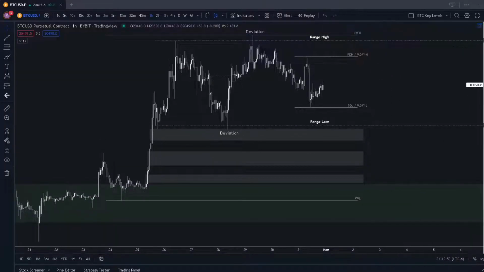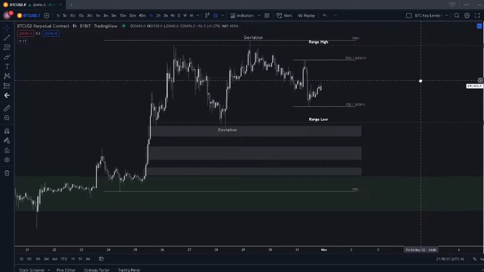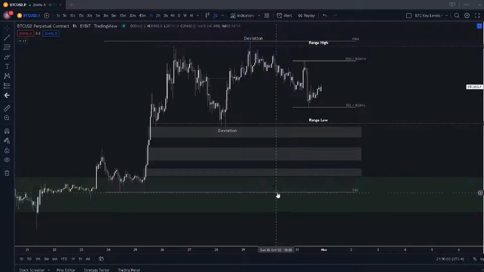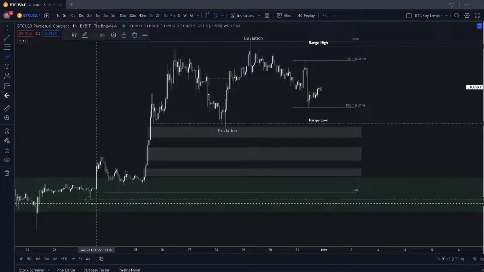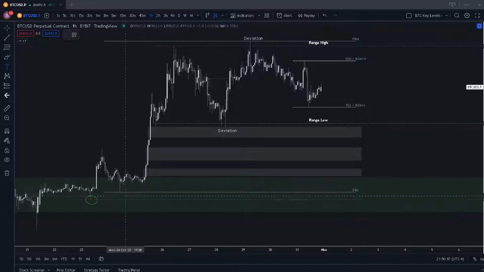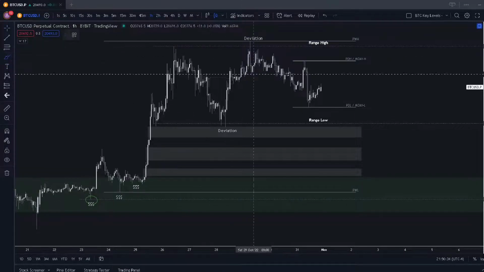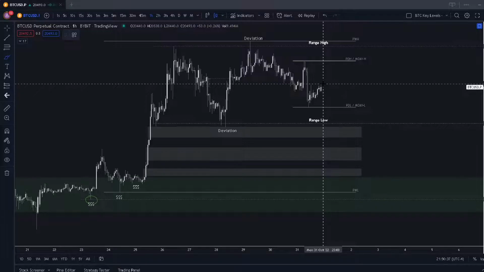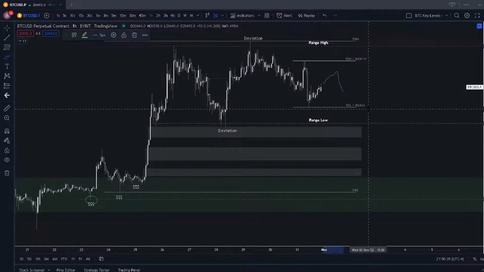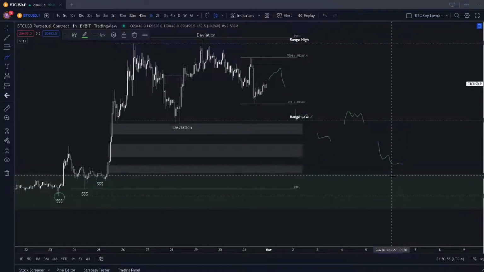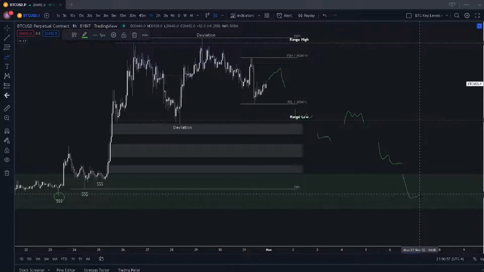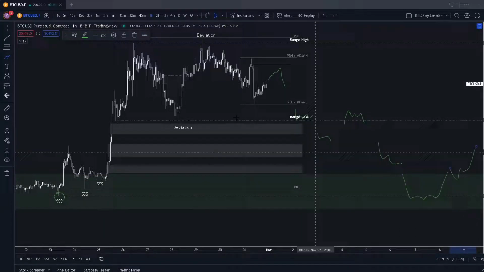So now that we have a general idea of what Bitcoin wants to do, what are the levels that we are looking at? In this order block, I'm looking at levels below this swing low right here. This is because there is a lot of liquidity in this area. So what I can see Bitcoin doing is making a move like that, coming down, sweeping up this liquidity before ultimately seeing a reversal back up.